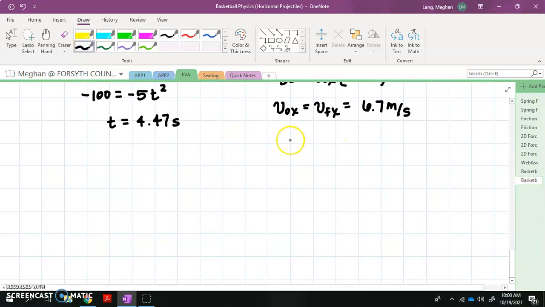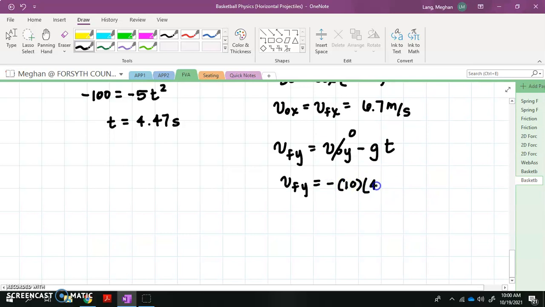So to do that, I'm going to do v final y is equal to the initial y minus our acceleration times time. The initial velocity in the y is 0. So v final y should be equal to negative g, which is 10, times our time, which was 4.47. So our v final in the y direction would be negative 44.7 meters per second.